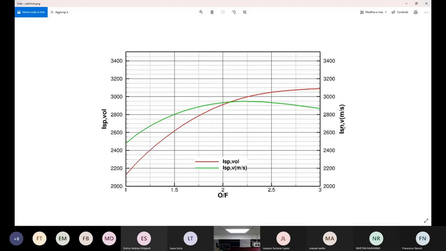This probably is vacuum. It's not volumetric. This is vacuum specific impulse and the corresponding volumetric value, which of course moves this peak on the right towards higher values of OF, in this case also higher than the stoichiometric proportion.